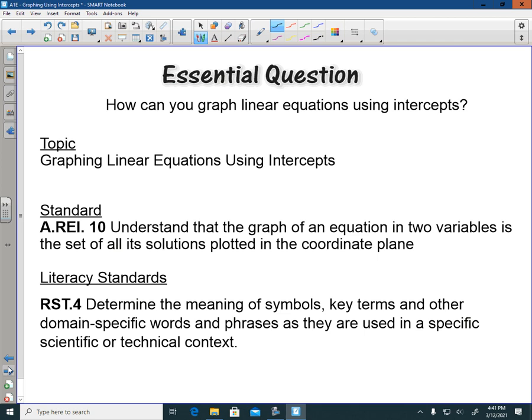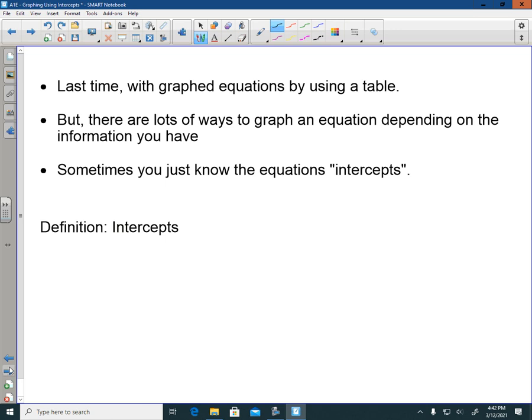Okay, so your essential question, how can you graph linear equations using intercepts? And your topic is graphing linear equations using intercepts. Be sure that topic gets into the table of contents of your notebook. And let's do this. So last video, and in the warm-up, we graphed equations by using a table. But what I have said is that there are easier ways, and that is so true.